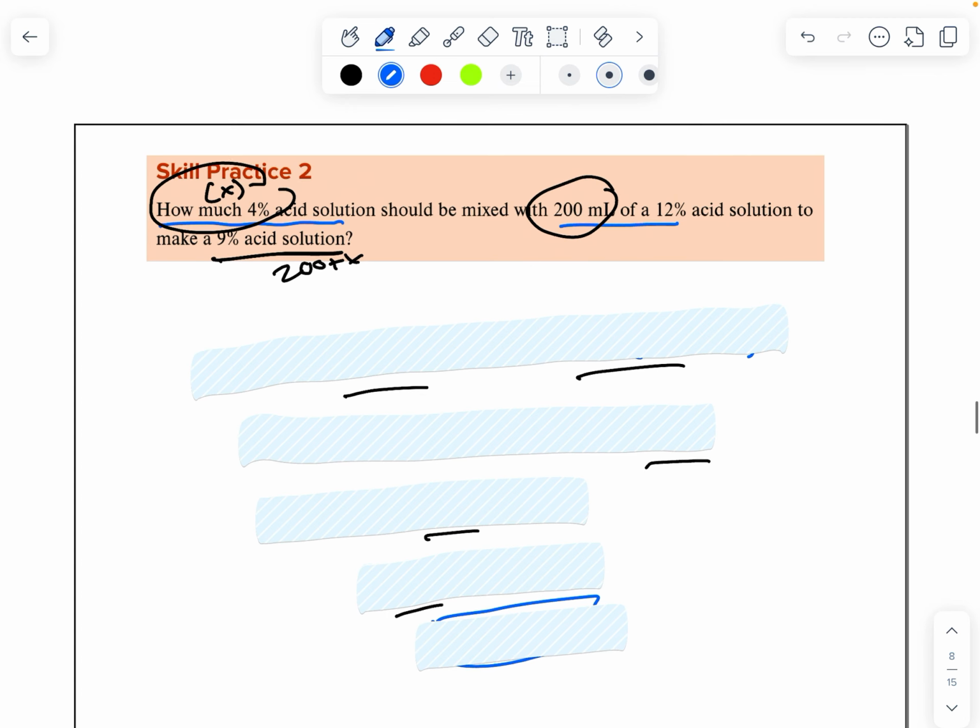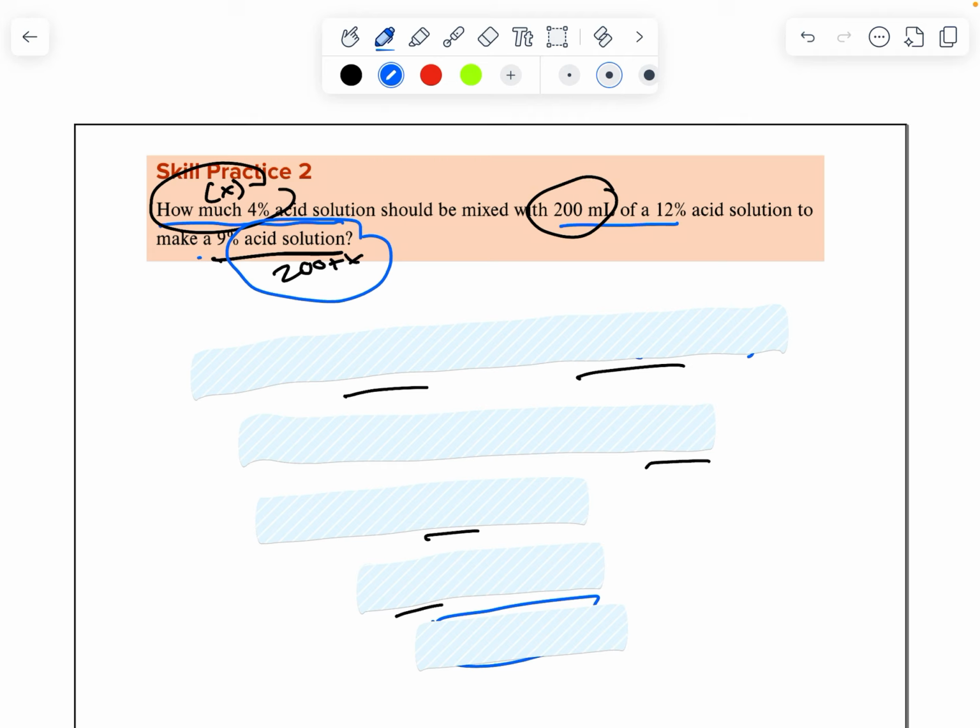Here's another of these. Try this one on your own. Pause the video and see how far you can get. It says how much 4% acid solution should be mixed with 200 milliliters of a 12% acid solution to make 9% acid solution. This is our total again, so we know it's 200 plus x. If how much is x, 200 is the other. To make a total of 9% would be 200 plus x.